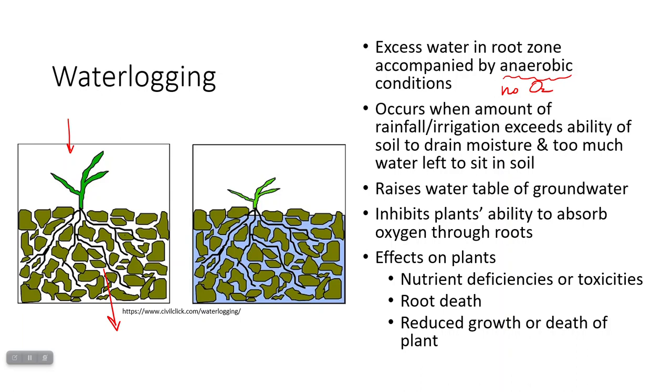So this can also raise the water table. And then you can't absorb oxygen through the roots, and that can lead to some toxicity. You can have nutrient deficiencies if they're not able to absorb properly, root death, and reduced growth or death of the plant. There are some plants that are adapted to waterlogged soil, but those would be plants that are usually found in wetlands, and we don't tend to really raise those as crops.